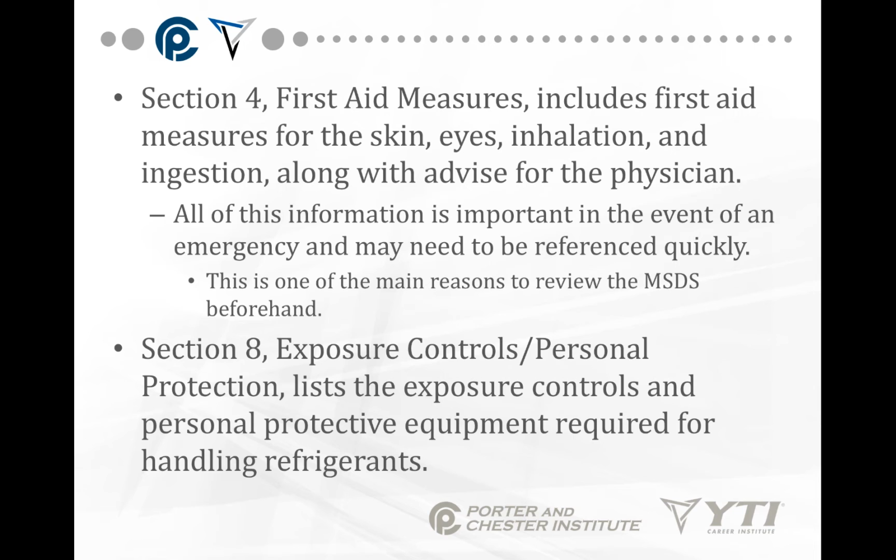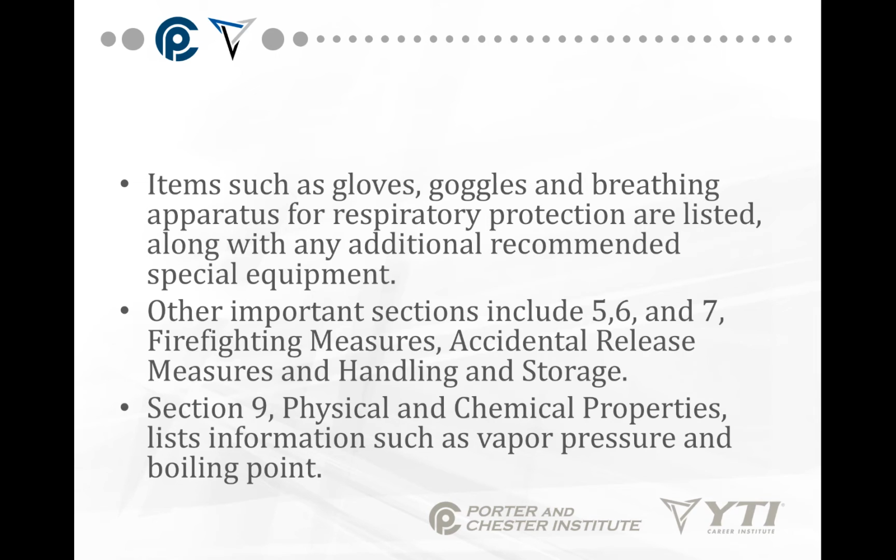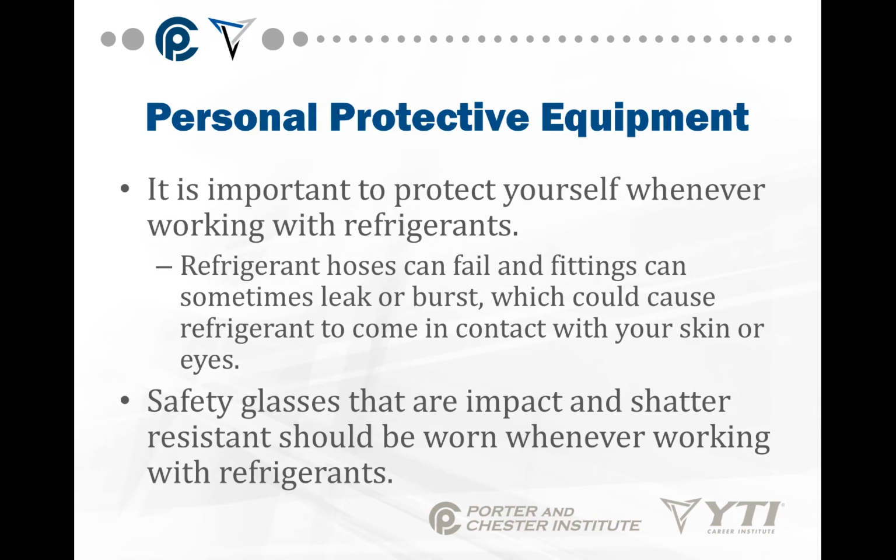Section 8 contains exposure controls and personal protection, and lists the personal protective equipment required for handling refrigerants. You have to look at things like gloves and goggles; breathing apparatus for respiratory protection are listed, along with any additional recommended or special equipment. Other important sections include 5, 6, and 7, which cover firefighting measures, accidental release measures, and handling and storage. Section 9 contains the physical and chemical properties and lists important information such as pressures and boiling points.